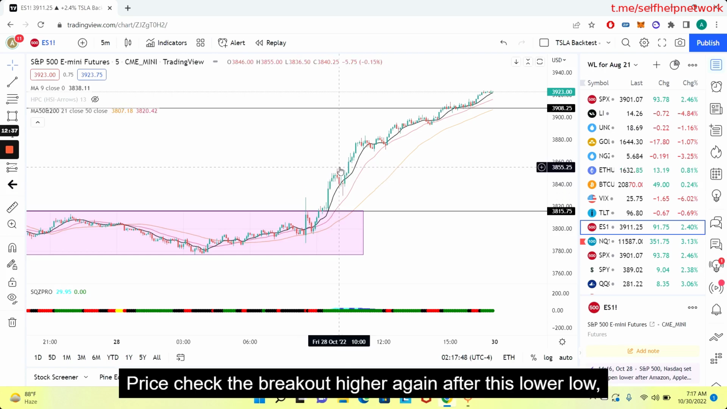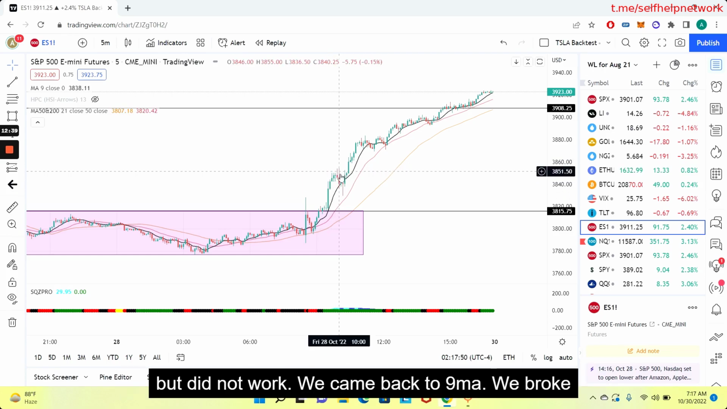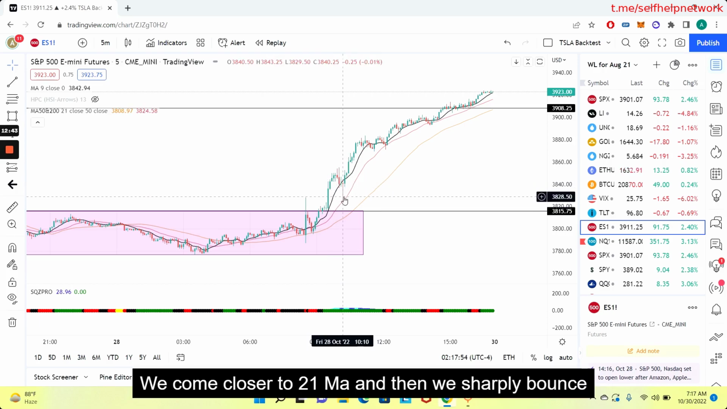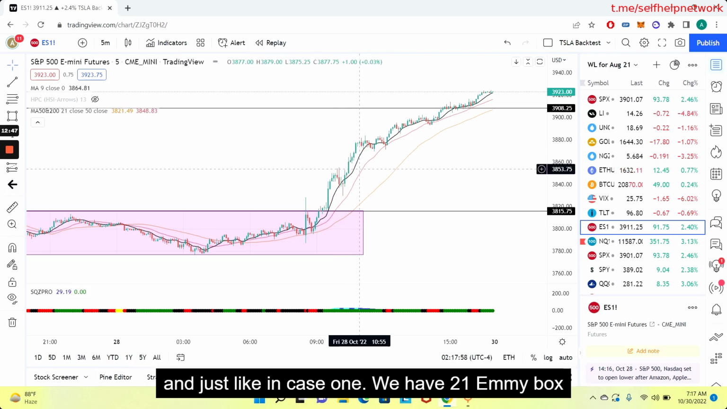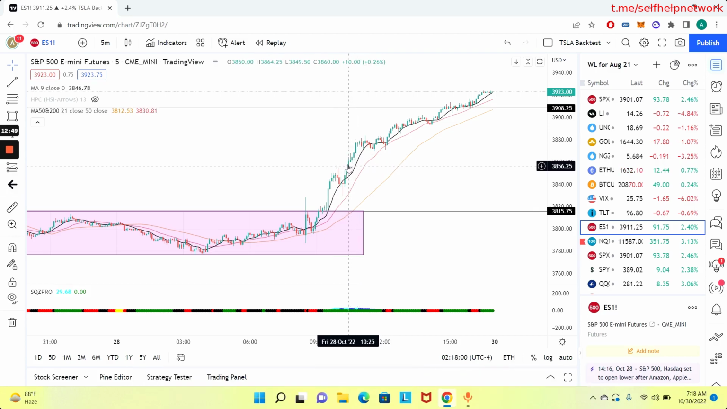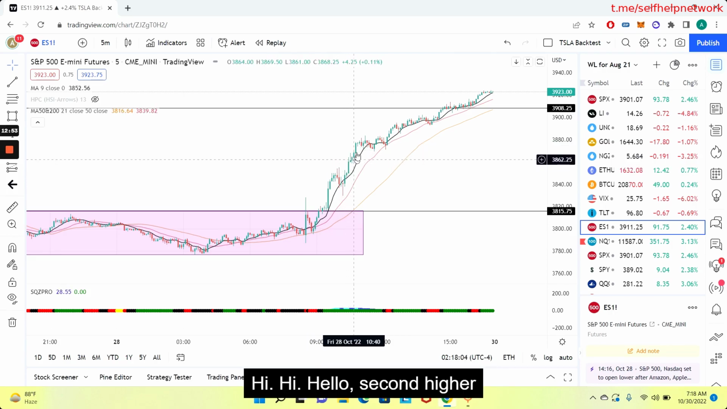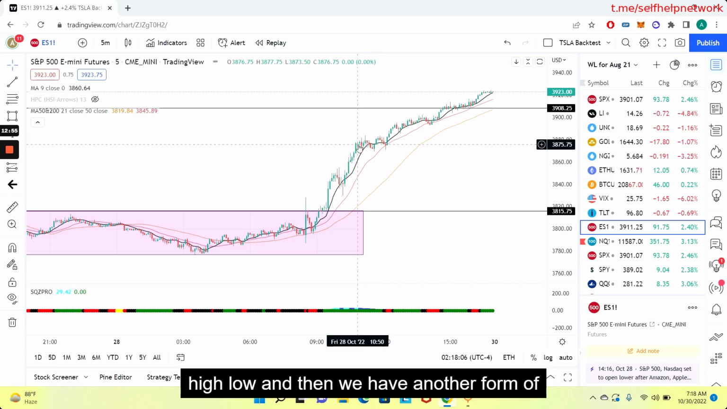Price tried to break out higher again after this lower low, but did not work. We came back to 9 MA. We broke below it. We come closer to 21 MA, and then we sharply bounce. And just like in case 1, we have a 21 MA box breakout. So we have another trend. Higher high, higher low, second higher high, higher low, and then we have another form of consolidation.